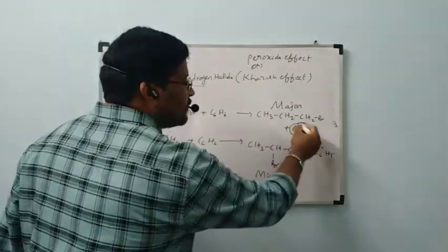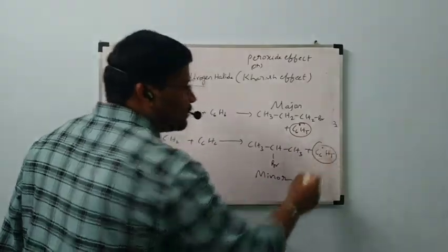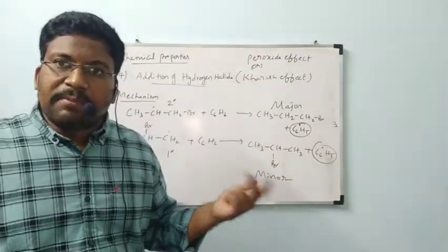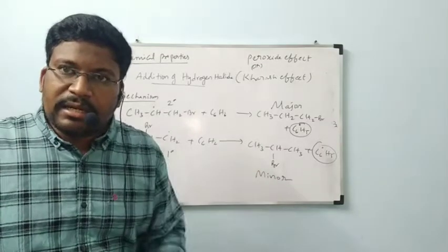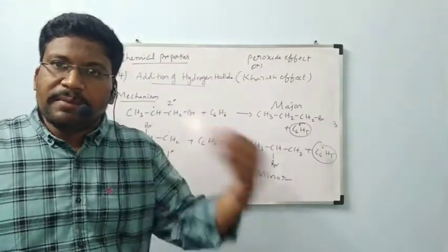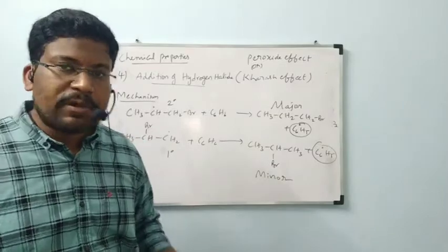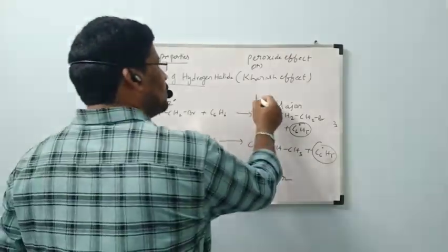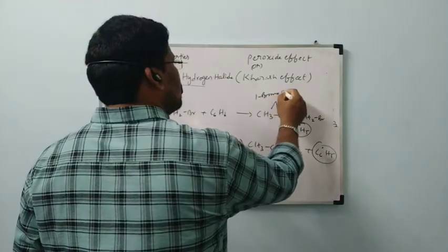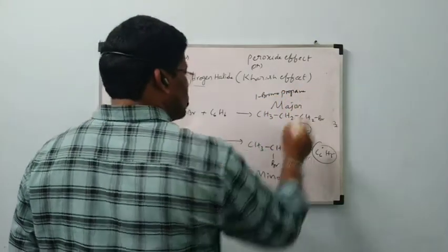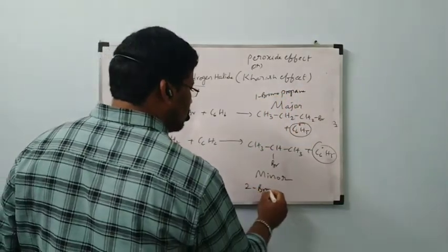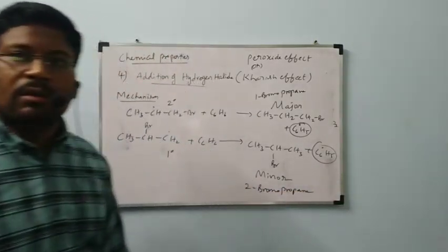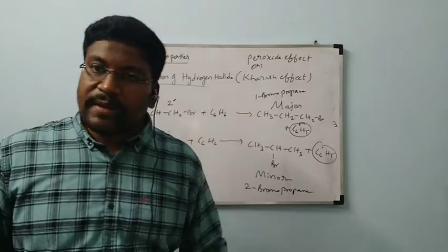Again the formed free radicals will react with HBr to form Br free radical and benzene. Like that it will be recycled. So cycling will take place to form the major product 1-bromopropane. This is 2-bromopropane. Okay? So exactly the opposite we are getting.